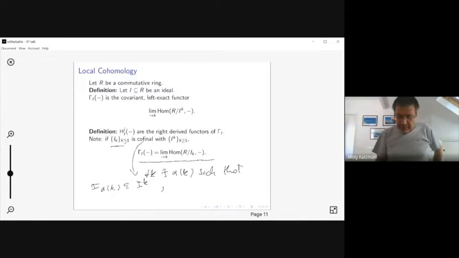For every k, there is a beta which depends on k, so that I to the beta k is inside I_k. I to the beta k is inside I to the k. And we're going to be using this, we're going to be computing this gamma functor by using a slightly different sequence of ideals.